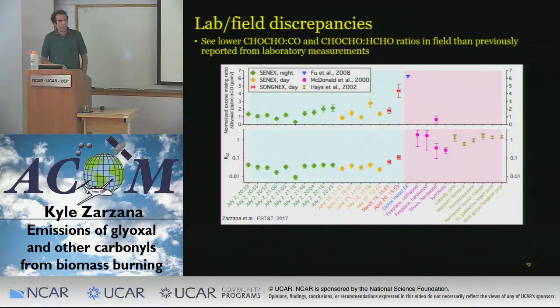And we see something very different in the field data. Very low Glyoxal to CO emissions, about 1.6 ppb Glyoxal per ppm of CO, and very low Glyoxal to formaldehyde ratios compared to what the laboratory studies saw. So they saw about 1, and we see about 5%.